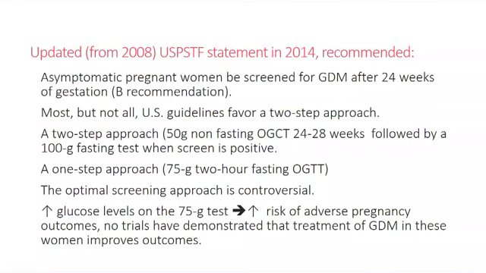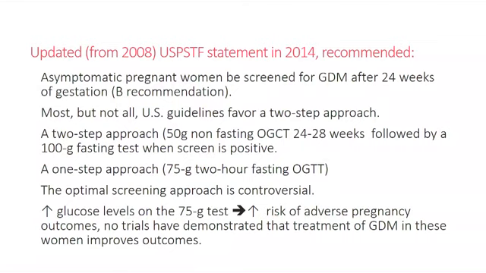Or in Europe, they do the 1-step, which is the 75, which is the one we do for screening women with no diabetes. Optimal screening approach is controversial. So if you're in a place where you didn't have the 50 or the 100, you can do the 75. Just open your mind that we can do that.